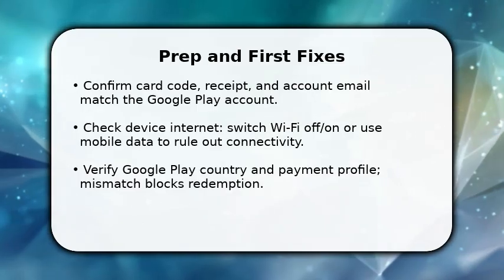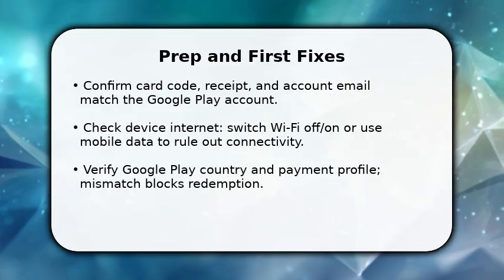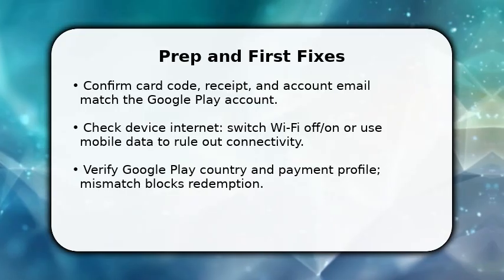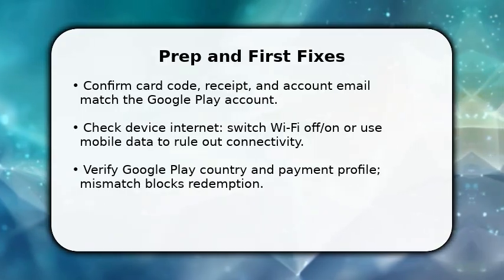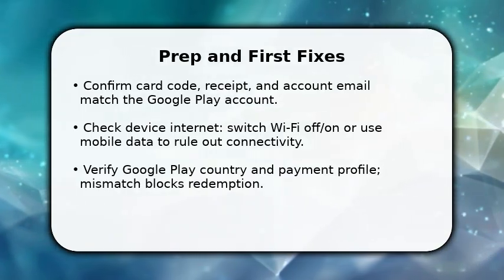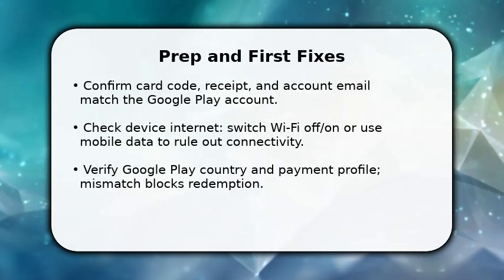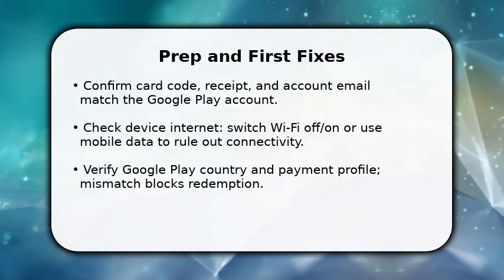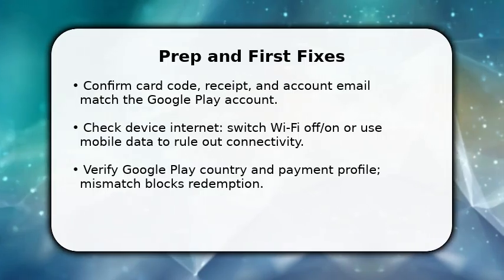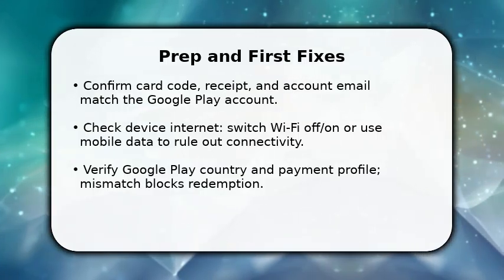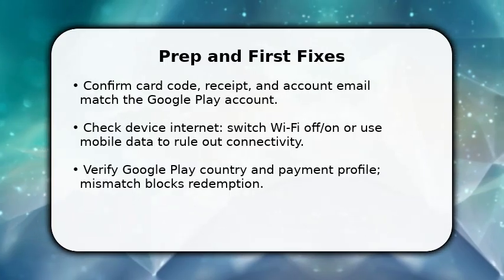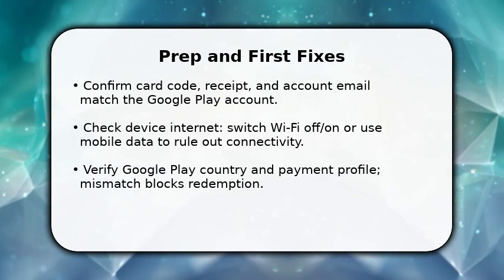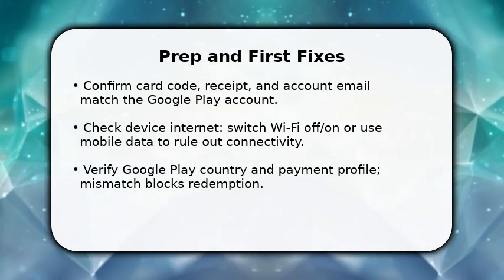You start by verifying basics that actually matter. Confirm the exact card code and the Google account email you'll redeem to, and make sure you have the purchase receipt handy. Once done, toggle your connection, Wi-Fi off then on, or use mobile data to eliminate flaky networks. Also check your Play Store account country and payment profile, because if they differ, Google blocks redemption. Change region only if you legitimately moved. This quick triage saves time and prevents errors from simple mismatches.